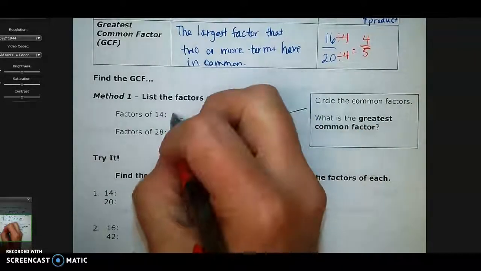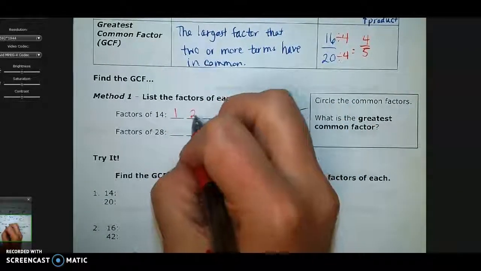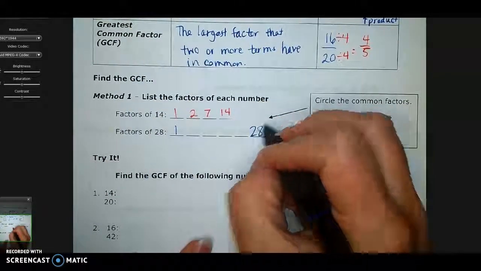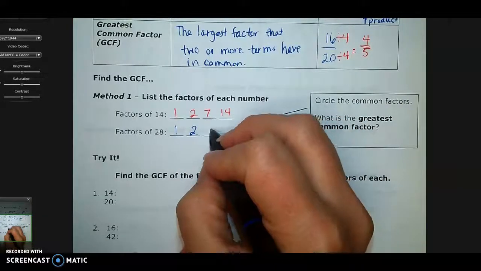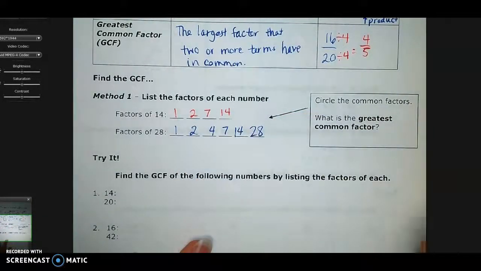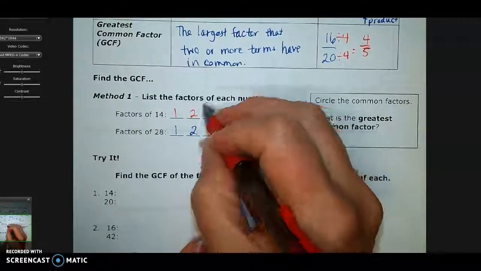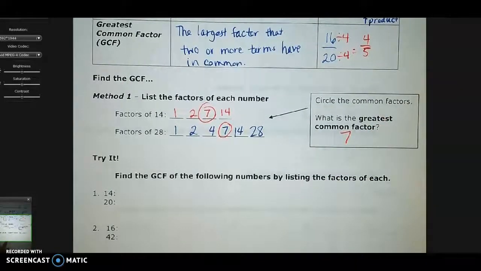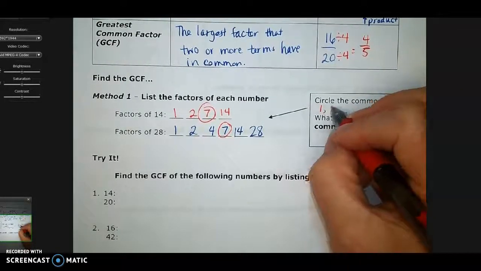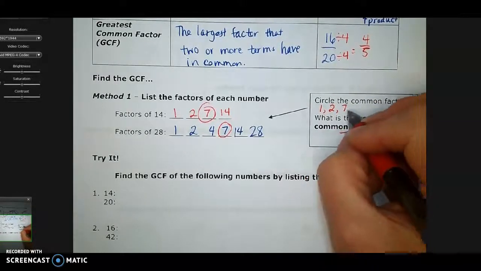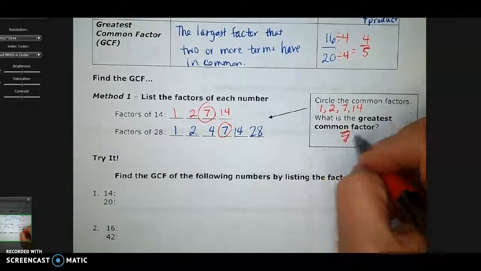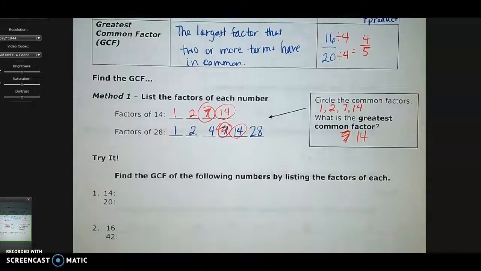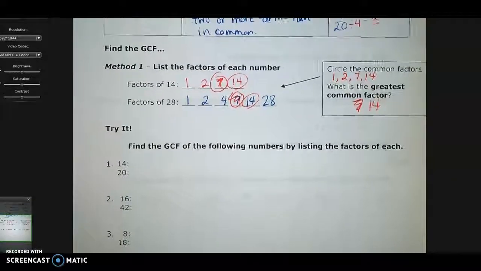So for instance, the factors of 14, I've got 1 times 14 and 2 times 7. And the factors of 28 are 1 and 28 and 2 and 14 and 4 and 7. So once again, they have 2 in common, but 7 is something that they also have in common. So the greatest common factor is 7. So the common factors are 1, 2, and 7, and 14. In fact, sorry, 7 is not the greatest. 14 is indeed the greatest there. Small brain fart. Sorry about that, friends.